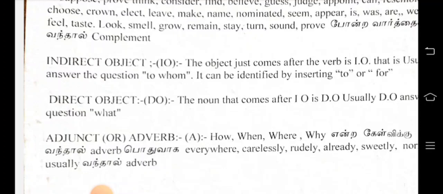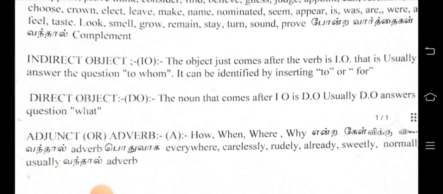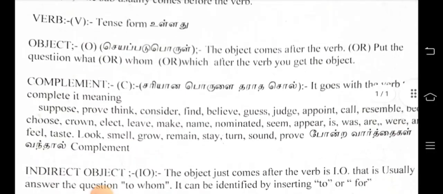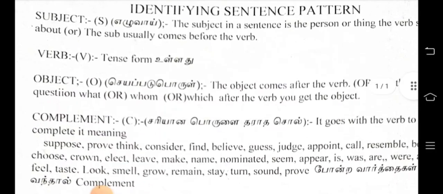Now I think you should understand what is meant by all the definitions of S, V, O, IO, DO, C and A.